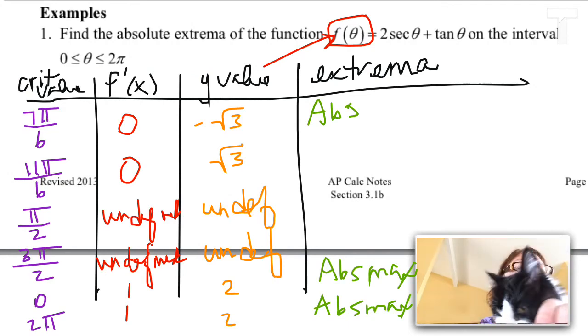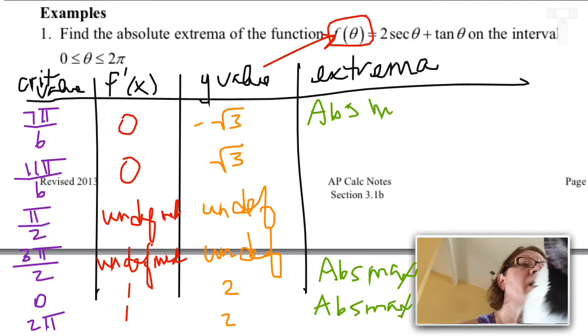Okay, Patches, I cannot see what I'm doing, and so I have an absolute min.